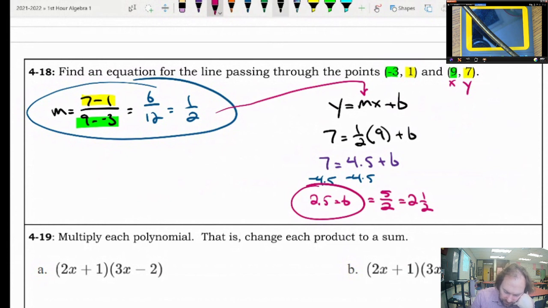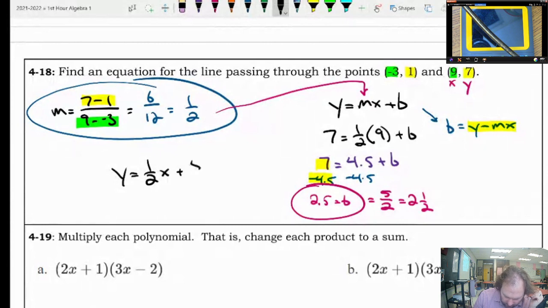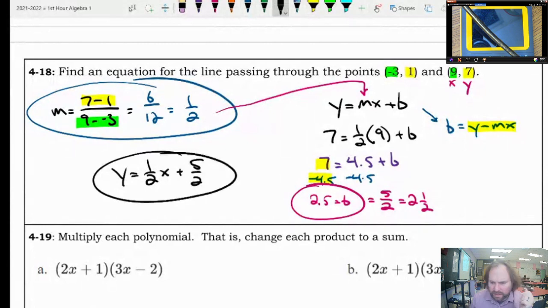If you don't like using this method, you could always use b equals y minus mx, which is the exact same thing because we had to do that process anyway when we did y minus mx. So it happens anyway. You get the same thing. So now we can actually write the equation. It's y equals 1/2 x plus 5/2. I like using the fraction answers when I get the final answer there. You could just say 0.5x plus 2.5 if you want also.